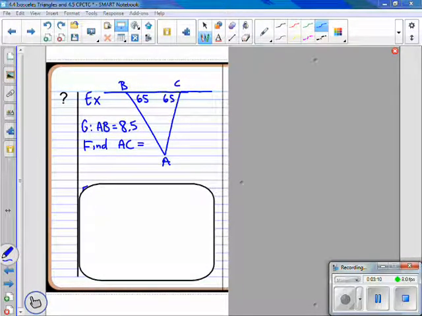You're given that the base angles are congruent, or you have a pair of angles that are congruent. See if you can discover what AC would be in this drawing. So go ahead and put it on pause, copy down the problem, come back and see if you get it right.